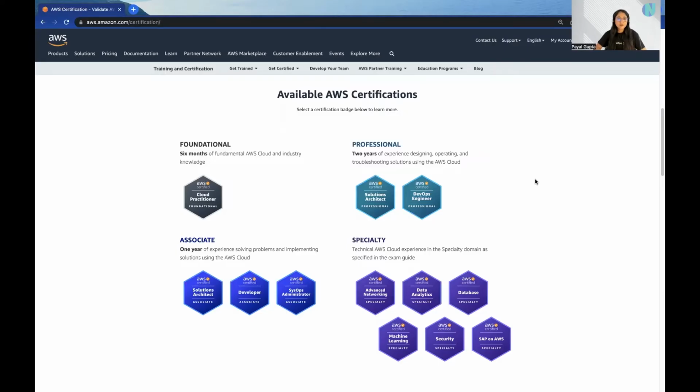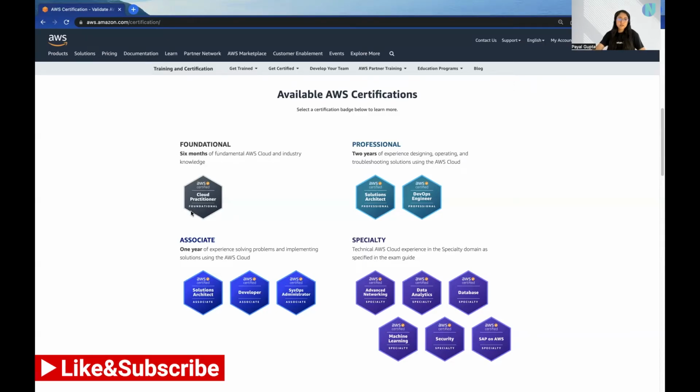So here we are. This is the official AWS website, and these are all the certifications which are available in AWS. So first one is the foundation level. This is the very basic level of certification, and it just requires 6 months of fundamental AWS cloud and industry knowledge. So if you are aware of AWS services and just have a fundamental knowledge of AWS cloud, then you can go for the certification and you can showcase your skills.